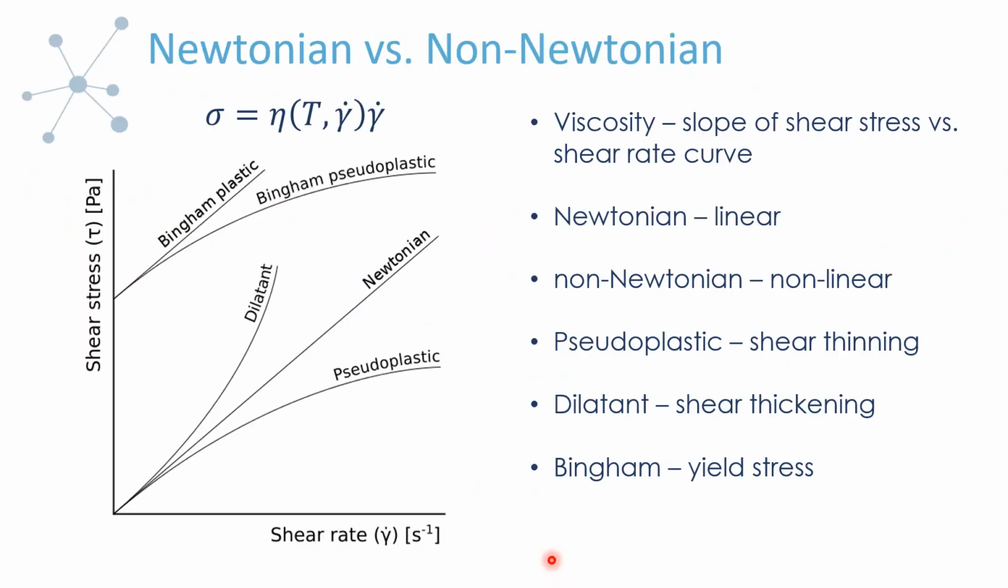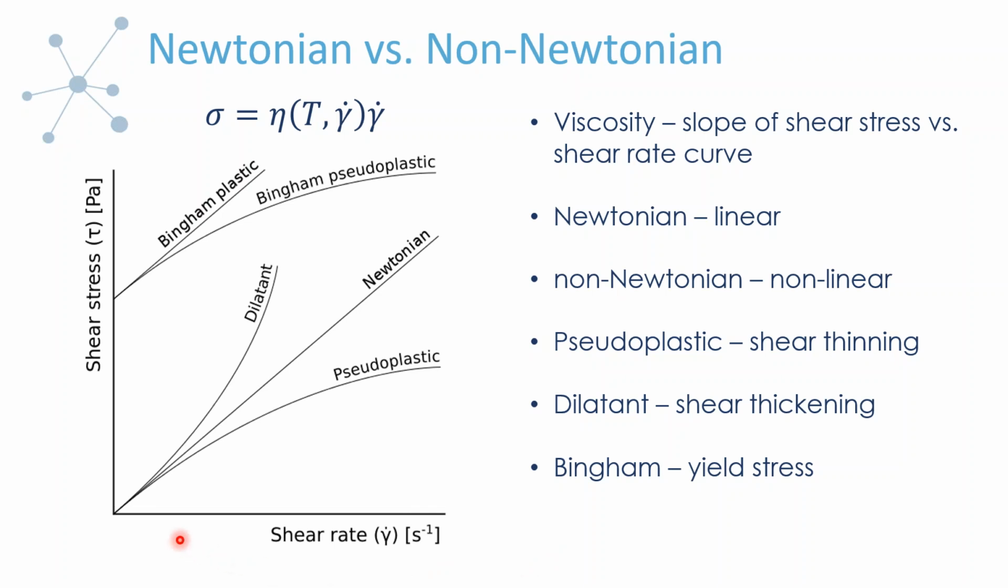And so what exactly is the difference between a non-Newtonian fluid and a Newtonian fluid? Simply put, a Newtonian fluid's viscosity does not change as you change shear rate. A non-Newtonian fluid's viscosity is shear rate dependent, and that is the key difference.